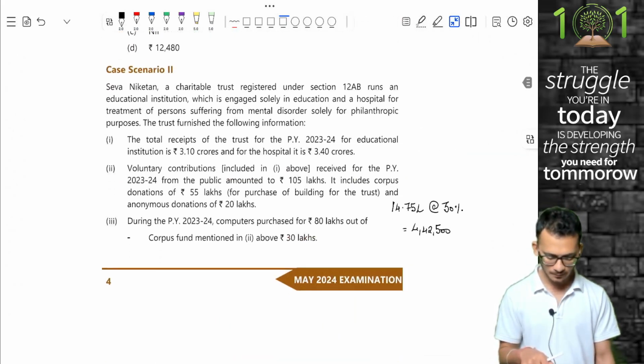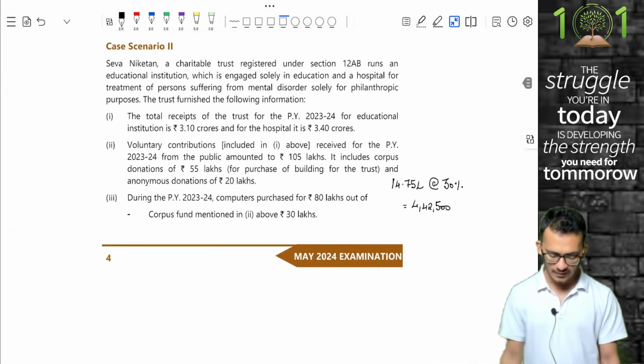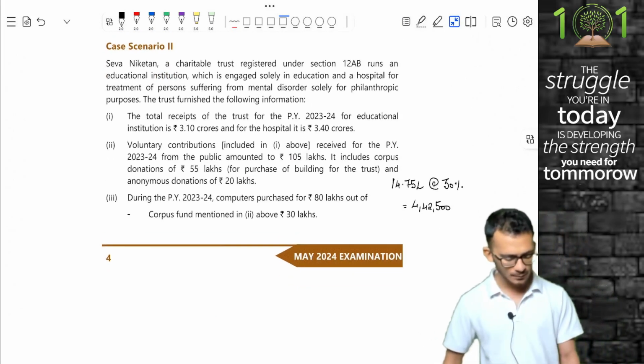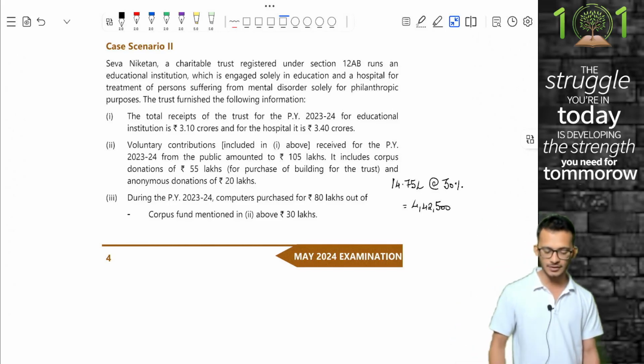Let's proceed forward. They're saying that during the previous year 23-24, computers were purchased for 80 lakhs out of corpus donations mentioned, 30 lakhs.